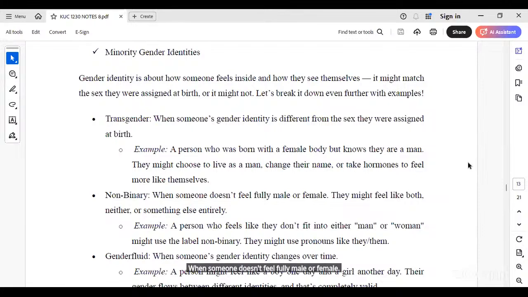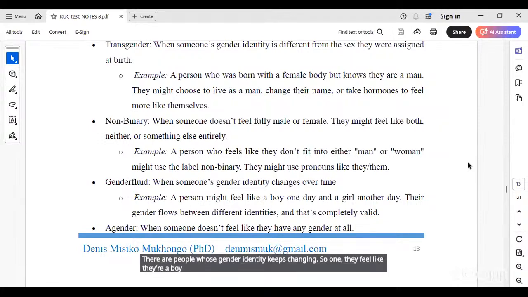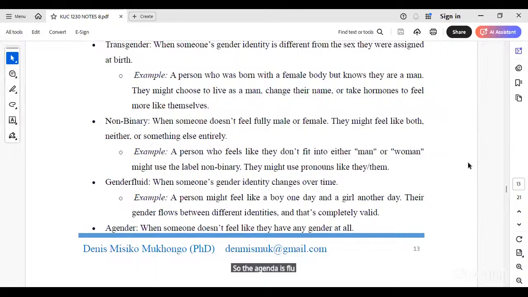Okay. Then non-binary, when someone doesn't feel fully male or female. Okay. So they feel like they are both or they are neither. So that is non-binary. Then the gender fluid. There are people whose gender identity keeps changing. So one day they feel like they're a boy, another day they feel like they're a girl. So their gender is fluid. It flows.